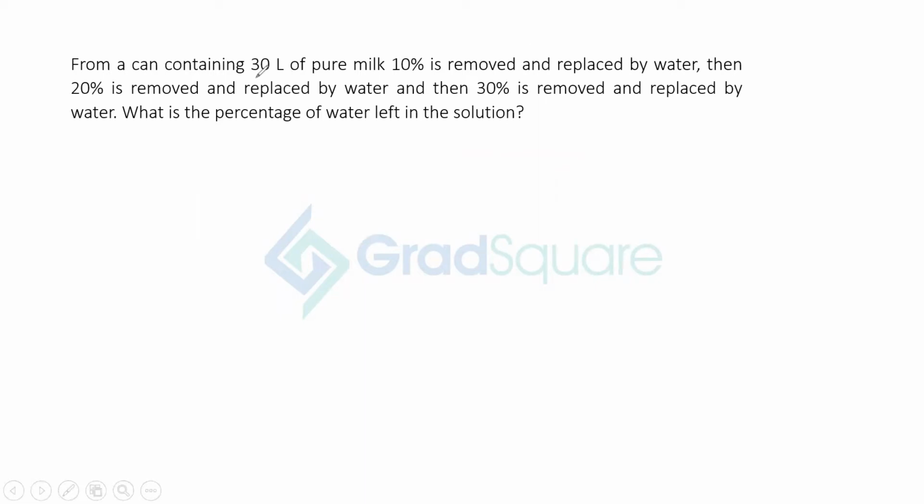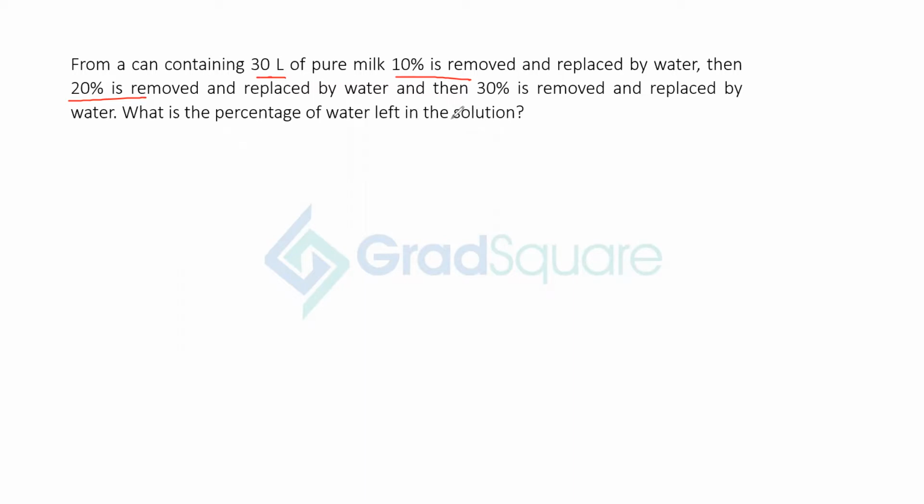From a can containing 30 liters of pure liquid, 10% is removed and replaced with water. Then 20% is removed and replaced with water. And then 30% is removed and replaced with water. What is the percentage of water left in the solution? Right? So let's try and solve this problem.